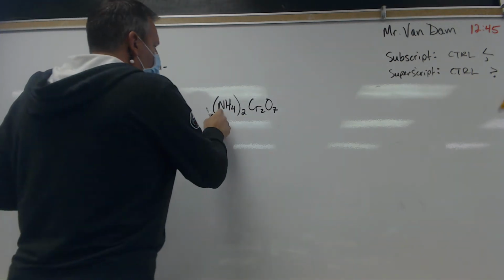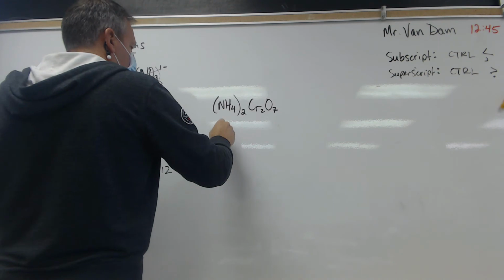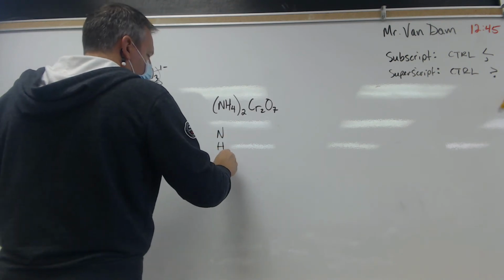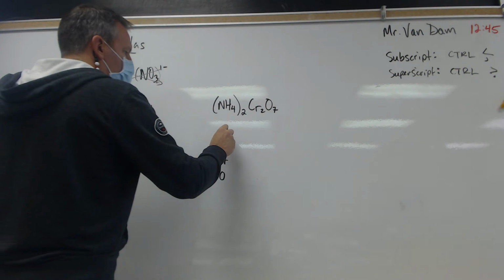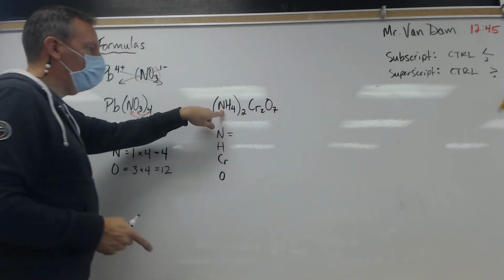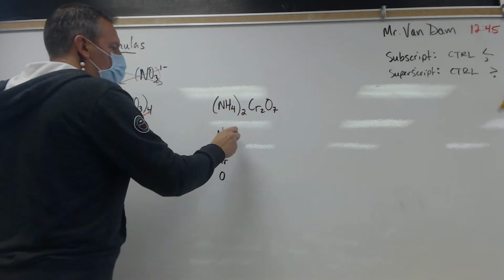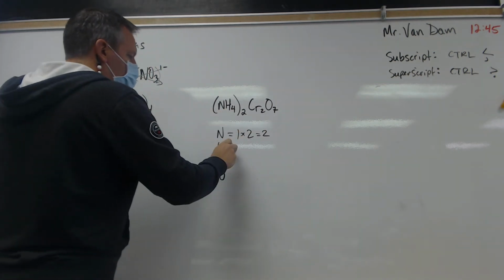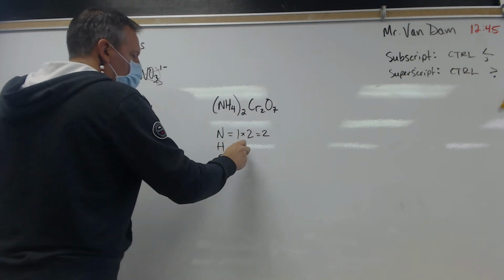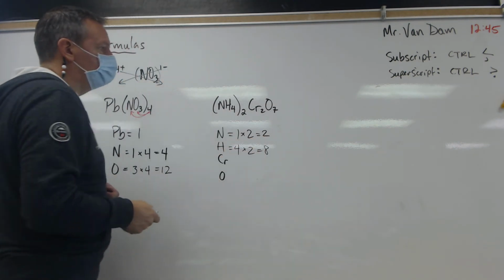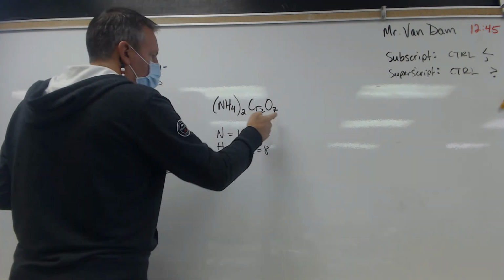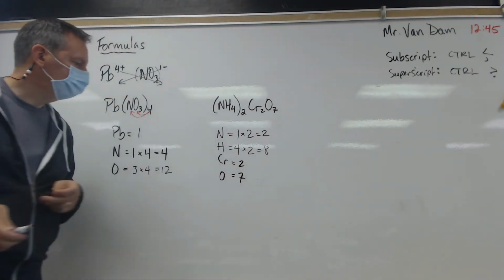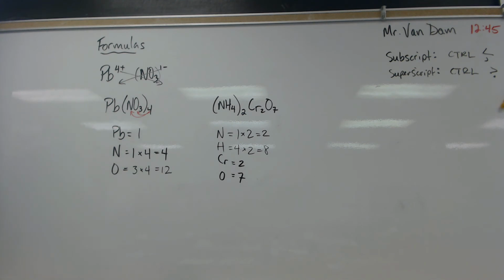So now we got 1, 2, 3, 4 atoms. We got nitrogen, we got hydrogen, we got chromium, and we got oxygen. Again, I've got 1 inside the brackets, nitrogen, times 2. So 2 atoms of nitrogen. Hydrogen, I got 4 inside the brackets, I got 2 outside. So that is 8. Chromium is just 2, and then oxygen, just 7. So what do you think? I mean, that's it. That's counting atoms. That's the first worksheet.